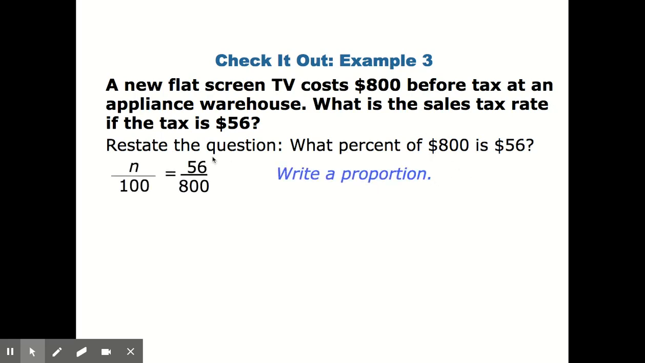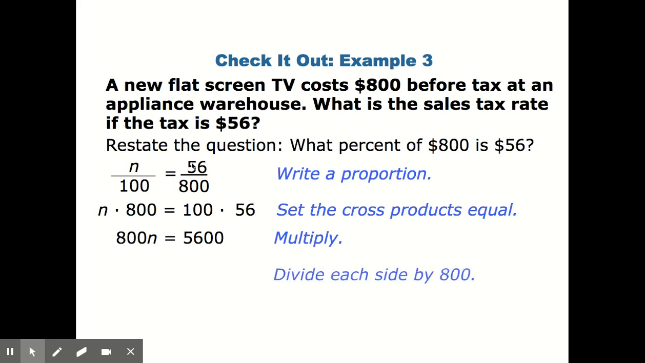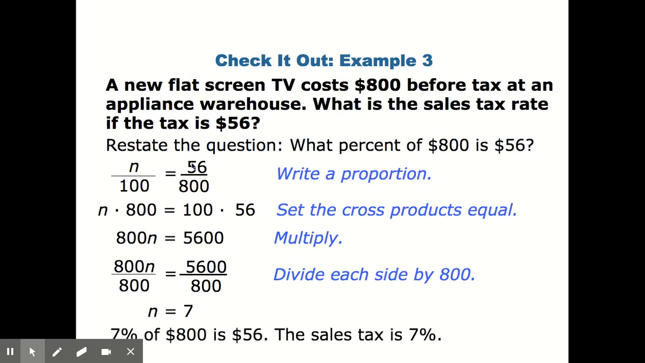Set up a proportion. N over 100 equals 56 over 800. We know 800 is 100%. We're looking for this as a percent. We cross multiply. We get 800n equals 5600. Divide to get n by itself. We get n equals 7. So the sales tax is 7%. The $56 is 7% of 800, so therefore the sales tax is 7%.